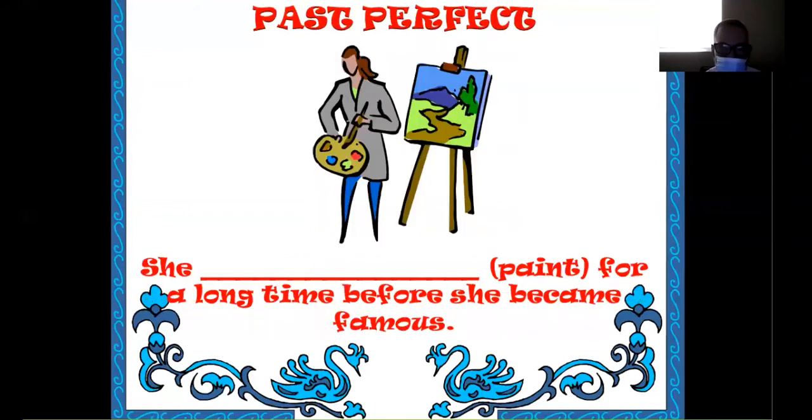She painted for a long time before she became famous. That's great. First, she had painted many times. So the first thing she had done is she painted for a long time. Then she became famous, and now she's famous. I'm talking about the past. She had been painting for a long time before she became famous.